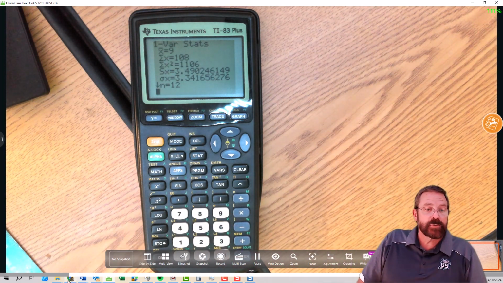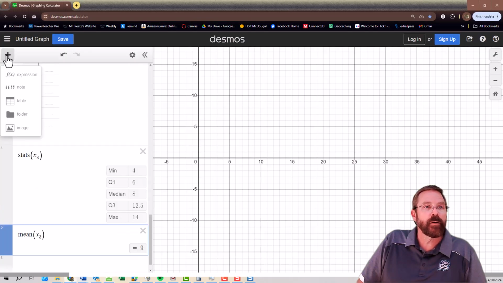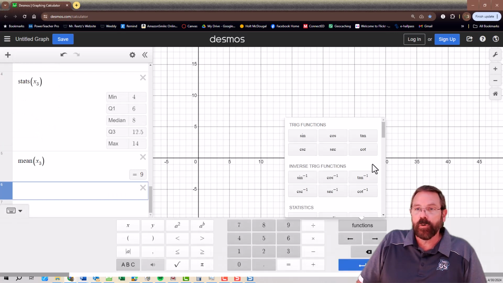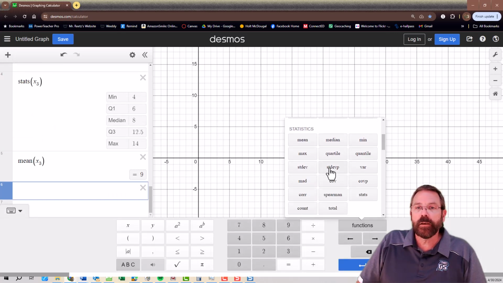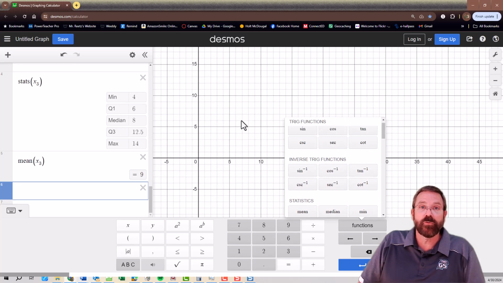The Desmos calculator will find the mode, I'm pretty sure. Let's see if we've got a mode function here. So I'm going to hit plus function, and I'm going to go to functions, and nope, it won't find the mode either. So you're just going to have to find the mode on your own, where you're hand counting the different ones to find out which one of the data values occurred most often.